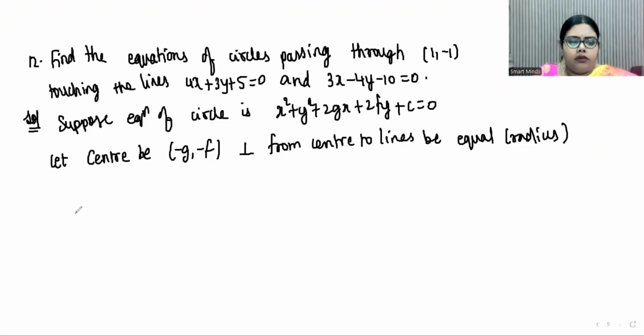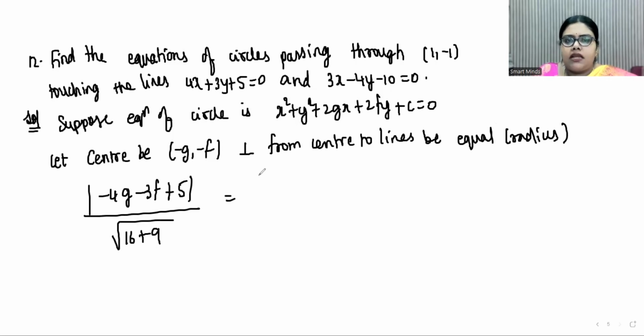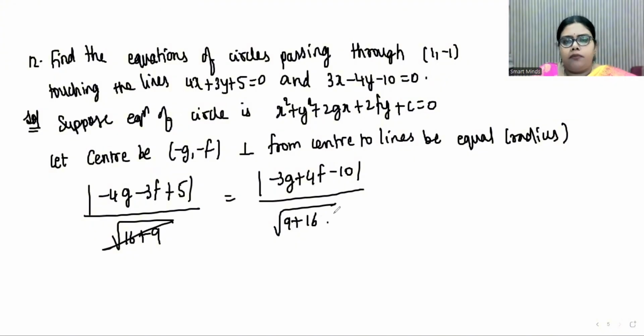So let us find out the perpendicular distance in both the cases. Mod minus 4g minus 3f plus 5 by root a square plus b square, so that is root 16 plus 9. Now I'm considering the second line equation and finding the perpendicular distance: minus 3g plus 4f minus 10 by root 9 plus 16. Root 9 plus 16 cancel on both sides. So you will get minus 7g.